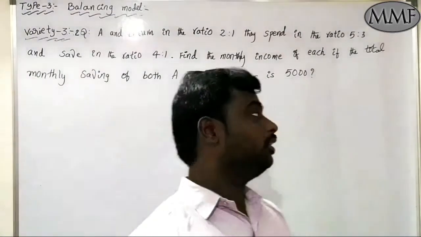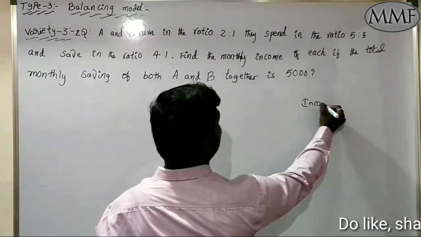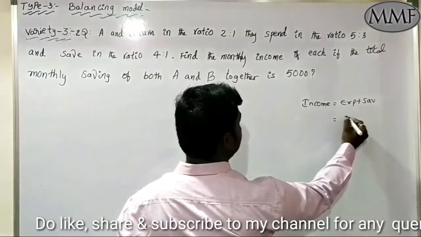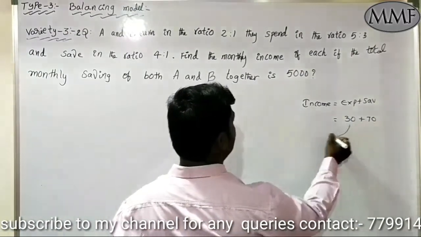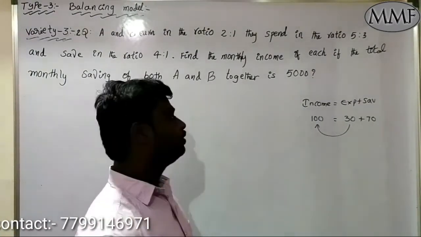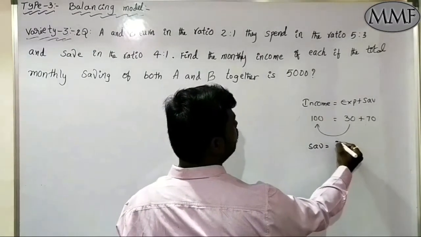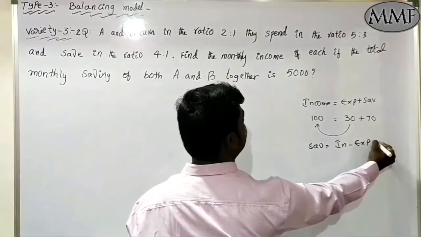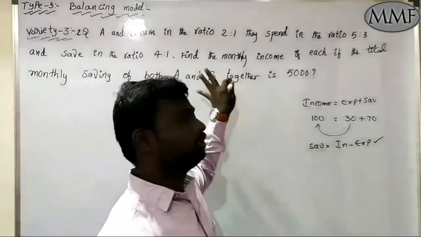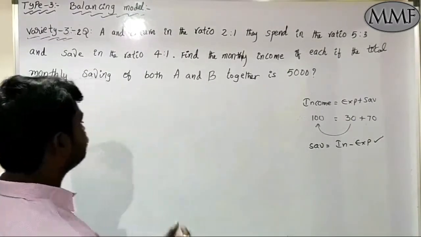I need to know here only one thing. What do you know? Income is equal to what here? Expenditure plus saving. If expenditure is 30, saving is 7, automatically what is income? 100. One more thing you should learn here is saving is equal to what I can write here? Income minus expenditure. By using this logic and subtraction property, we will do this question in a very easy manner. How? Let's see. Please listen.